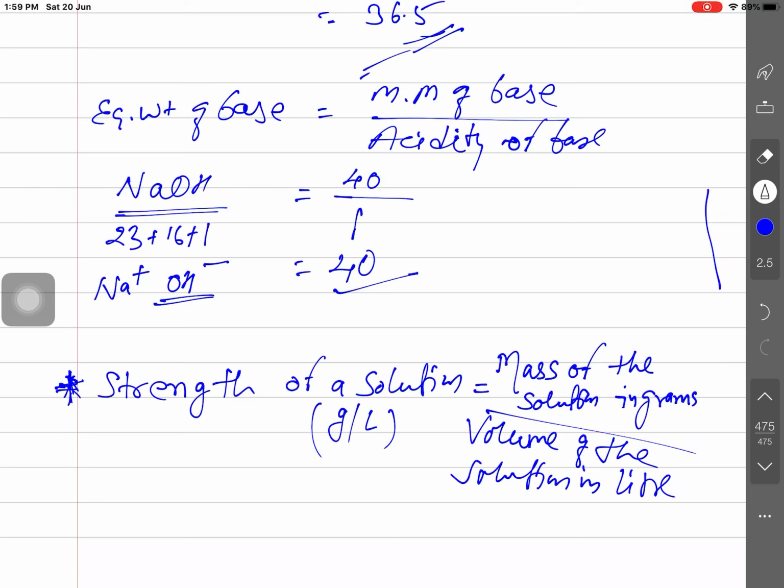Come back to example 2.2 and example 2.3 on page number 36 in the NCERT textbook. Example 2.2 says: calculate the molarity of a solution containing 5 gram of sodium hydroxide in 450 ml of solution. Very simple.